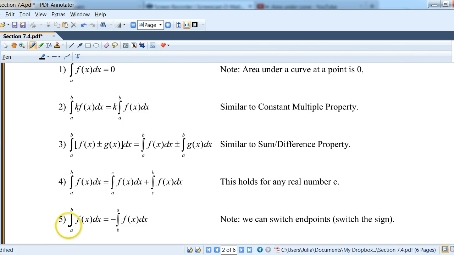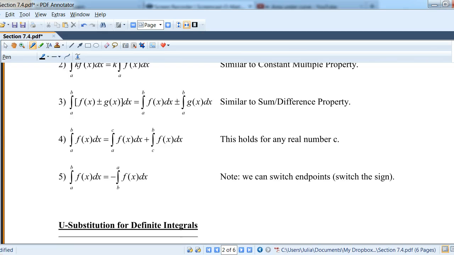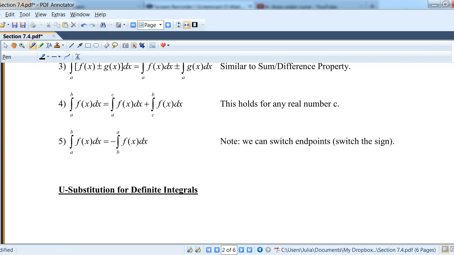So what we can do is take a look at property 5. This is an important one. If a to b, let's say a is bigger than b, it seems a little backwards. So what we can do is switch the sign, put a minus on the top, and make it from b to a. So you can always switch endpoints, but you have to switch the sign. That's kind of the price you pay for switching it.